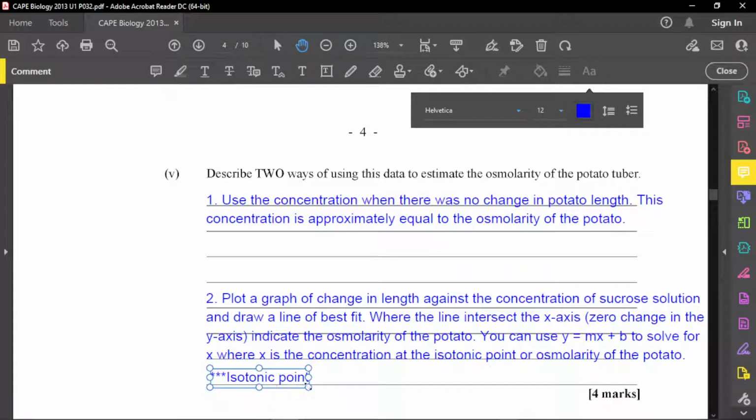Again, the isotonic point is also a key point to explain this, because everything is based upon the isotonic point, or when both concentrations are equal. That's very important right there.